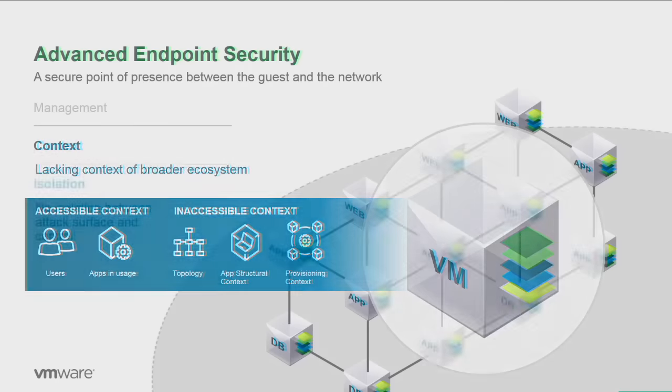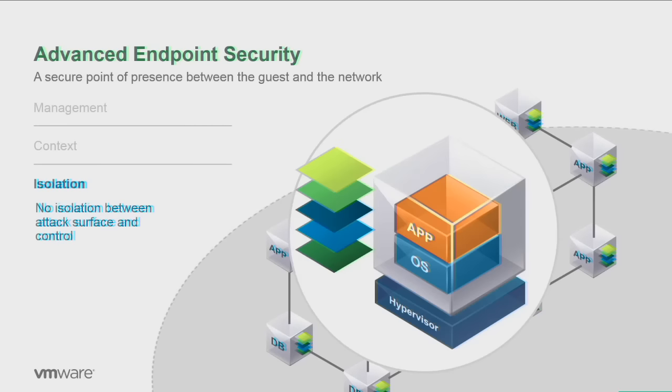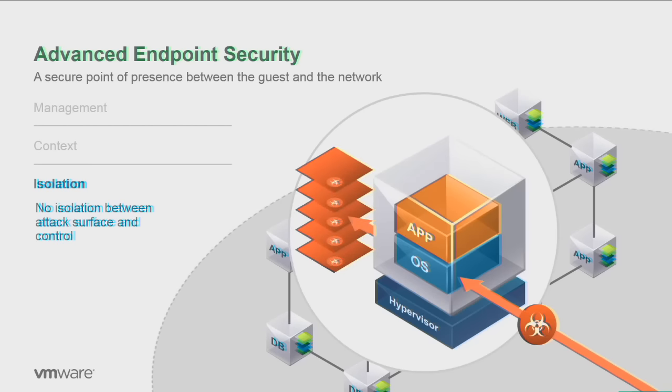The third issue goes back to what I was describing earlier, which is this isolation property, because if I can compromise the OS or the application, I almost certainly compromise the agent that's inside. And then all bets are off. Any security solution that I can't trust when I'm under attack is questionable. And this is one of the fundamental issues we're dealing with in endpoint security.